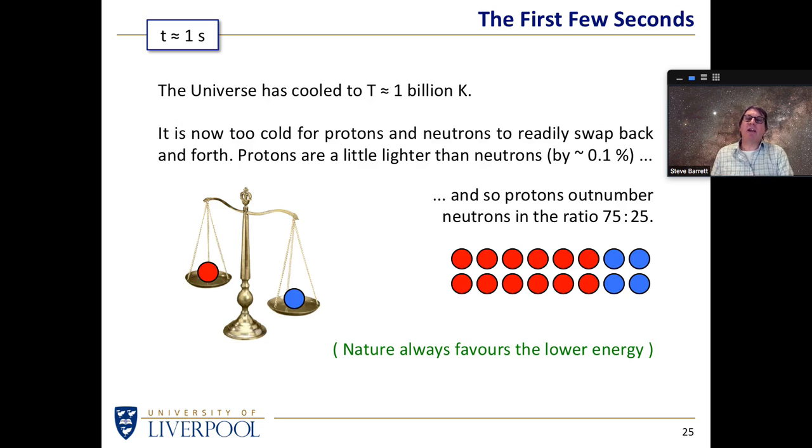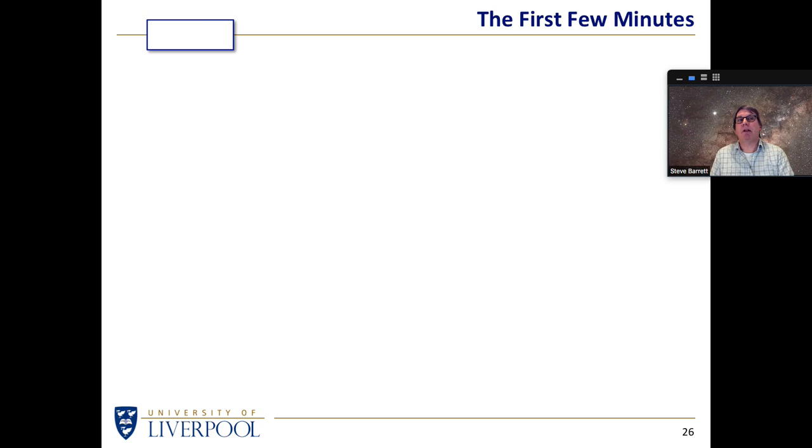And if it always favours the lowest energy, that's the same thing as saying it favours the lowest mass, because energy and mass are essentially interchangeable as far as we're concerned here. So because protons are a little bit lighter than neutrons, the universe makes more protons than it does neutrons. And if we've understood the physics correctly, if we've measured the protons and neutrons correctly, we can predict that it ought to make them in the ratio of 75 to 25. So there's a prediction of this particular theory.